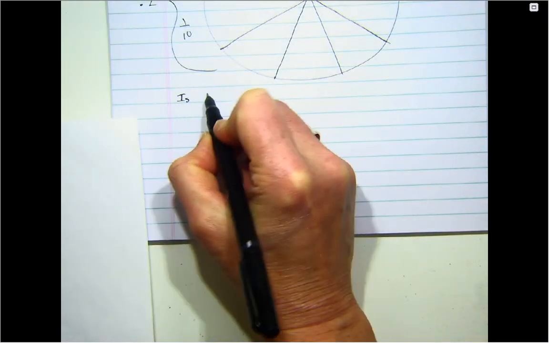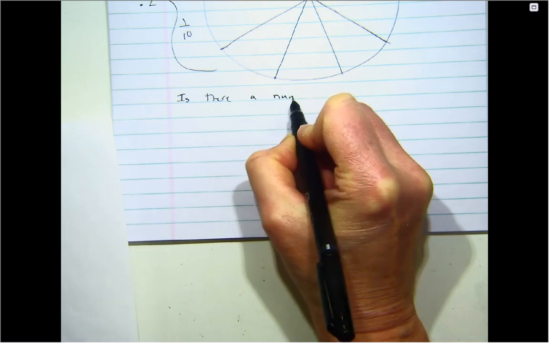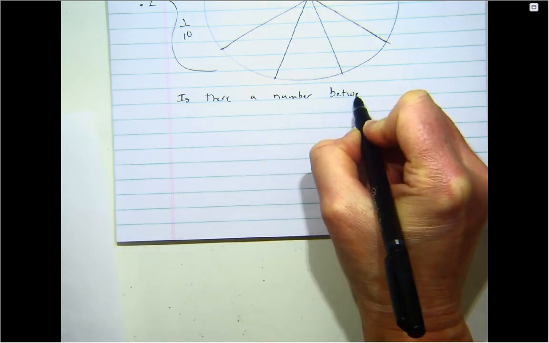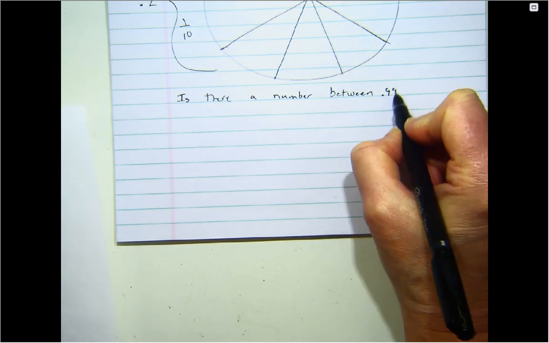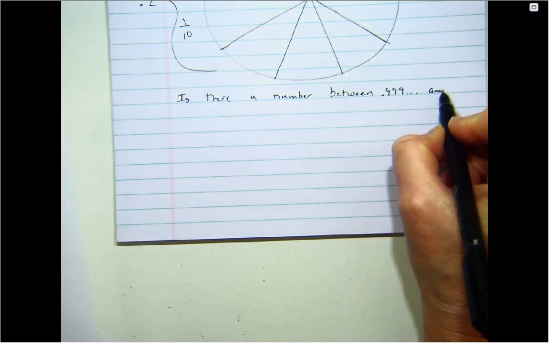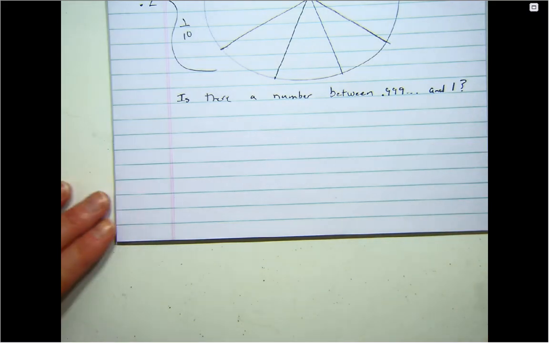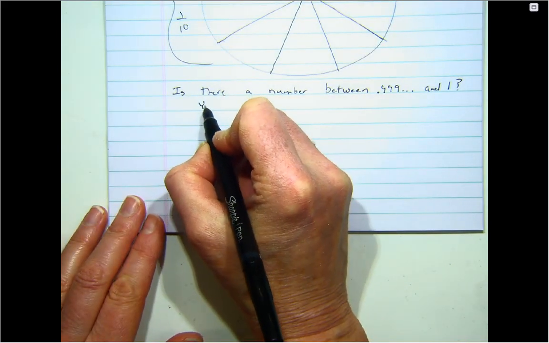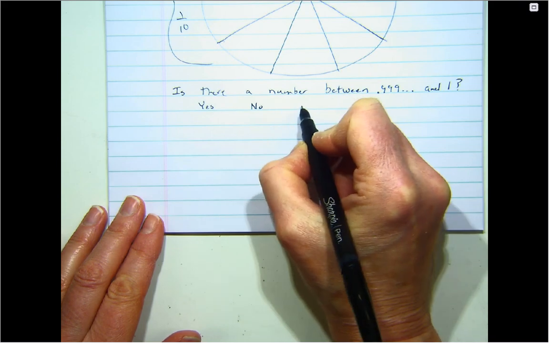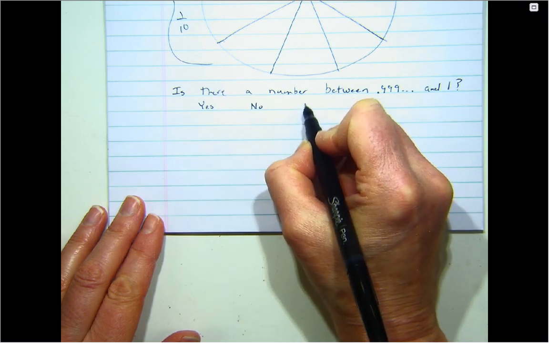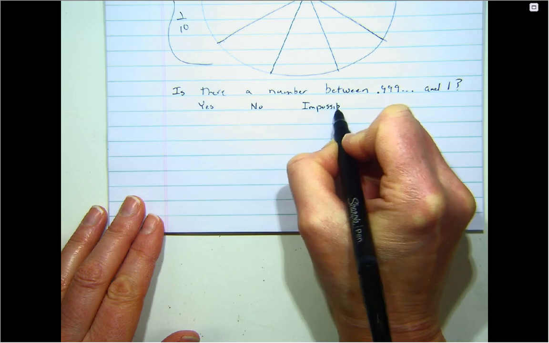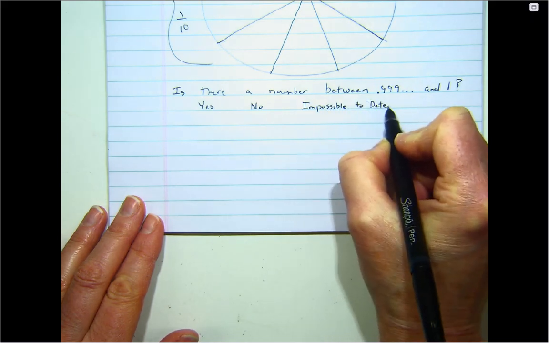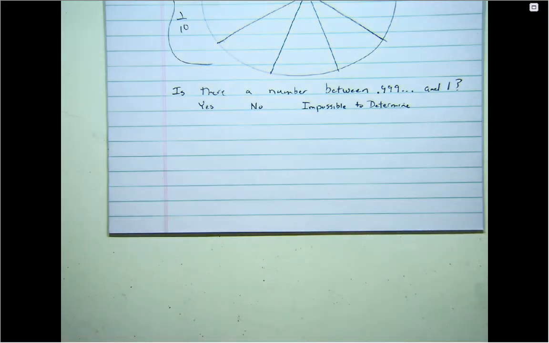Is there a number between 0.999... and 1? Is there a number between 0.999... and 1? So I'm going to ask you to answer that: yes, no, or impossible to determine. You could pick one of those answers. I'd like you to talk about it in groups and see what you come up with, okay? And then we'll meet together and talk about it.